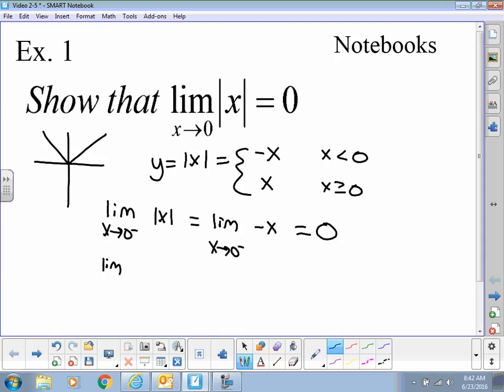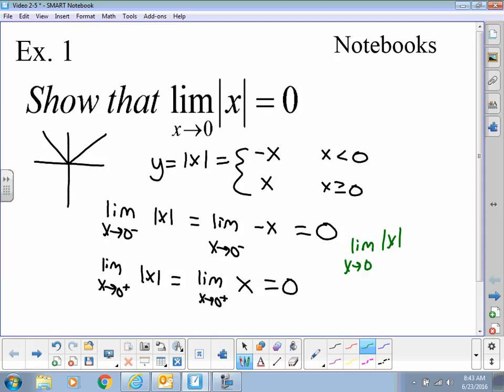And if we now want to look at the limit as x approaches 0 from the right of absolute value of x, we're really going to be looking at the limit as x approaches 0 from the right of positive x. Well, again, when we do direct substitution, 0. Therefore, we can conclude, because the left-hand limit and the right-hand limit are the same, the limit as x approaches 0 of absolute value of x is, in fact, 0.